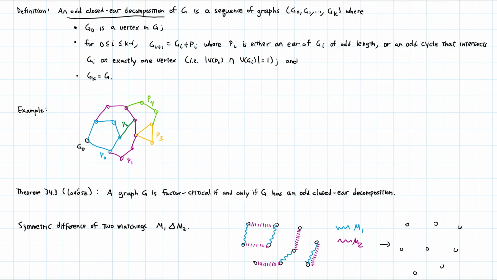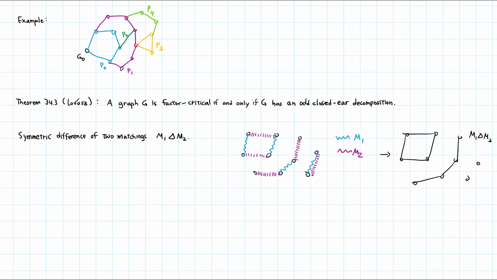In this case, we have some isolated vertices, a path, and a cycle of even length. And this is what we usually expect in the symmetric difference. And we will write that down as a proposition.